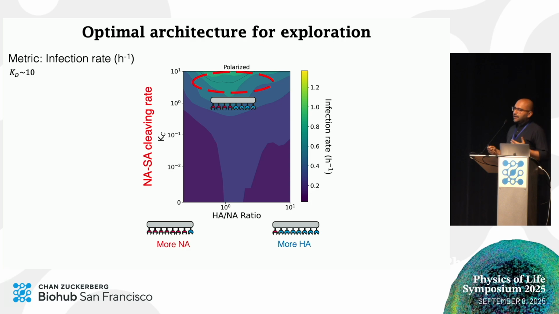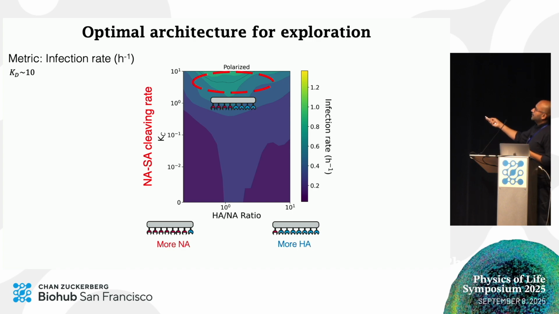Here, using infection rate as my metric, because that's ultimately what we care about, how fast these virions cross a certain threshold, I plot on the x-axis the HA to NA stoichiometry. On the left, you have more NA. On the right, you have more HA. And then the enzymatic activity on the y-axis. What we see first is that with increasing enzymatic activity, you have more infection. But there's an optimum in the molecular architecture that maximizes infection.